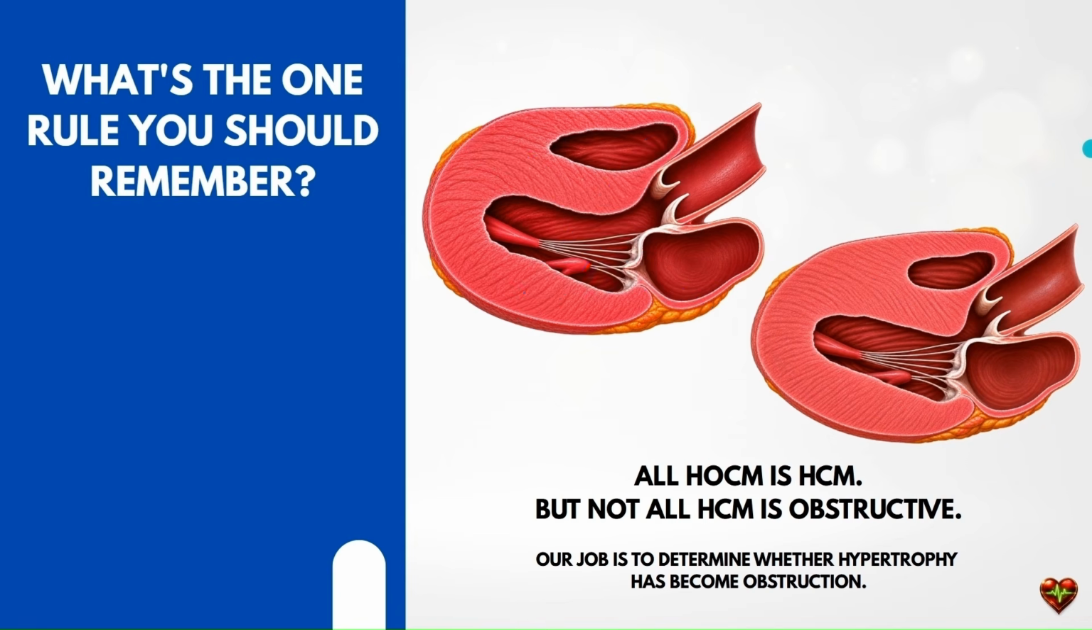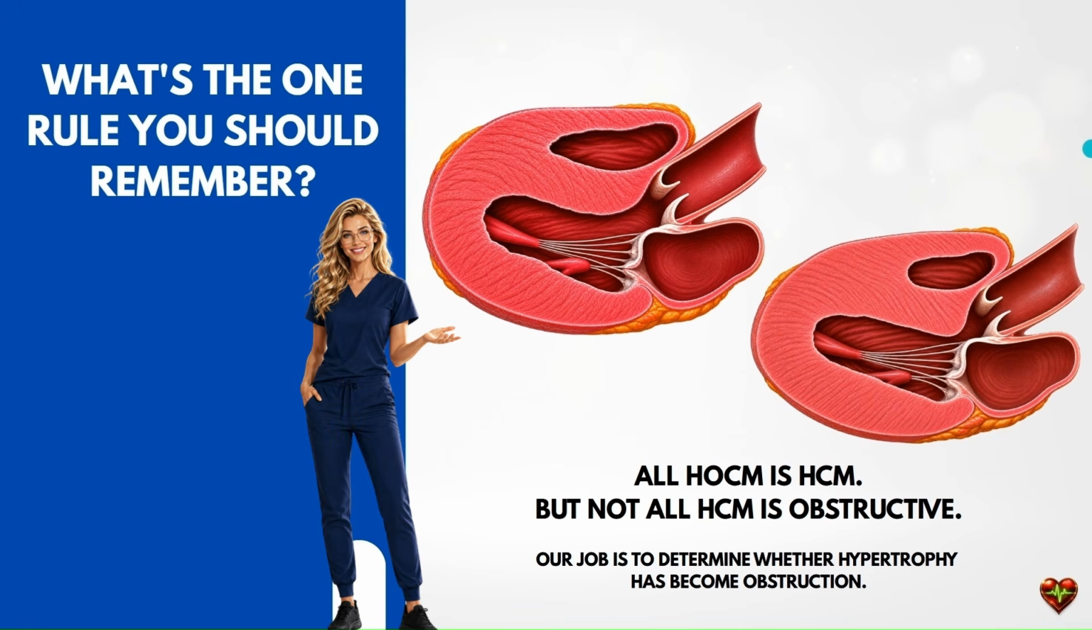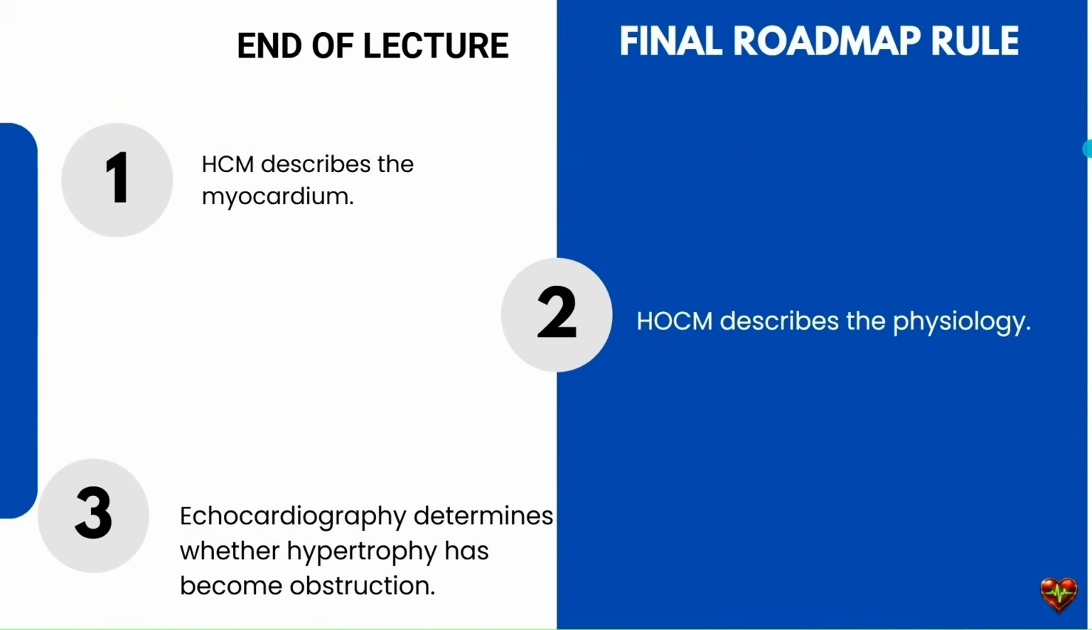Notice how much more that statement means now than it did at the beginning of this lecture. At first, it was simply a phrase. Now it's a framework. We have reached the end of this lecture, but I want you to remember something. Hypertrophic cardiomyopathy describes the myocardium. HOCM describes the physiology. Echocardiography determines whether hypertrophy has become obstruction.